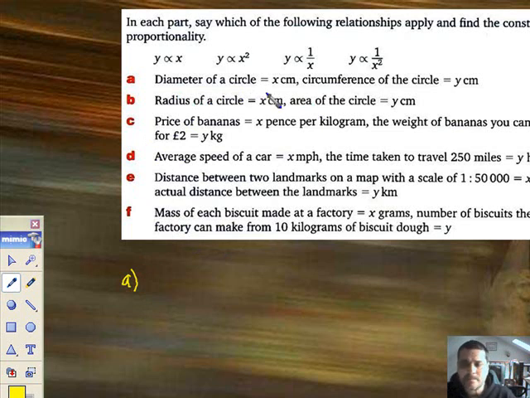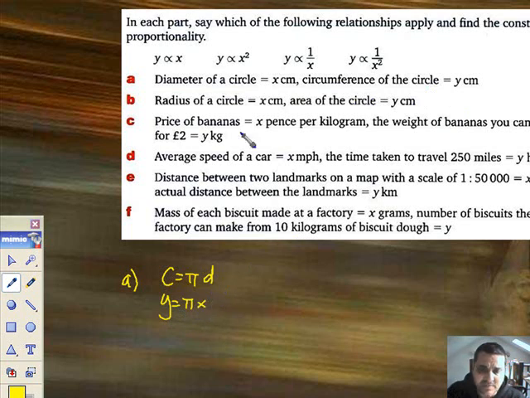The diameter of a circle is x centimeters and the circumference of the circle is y centimeters. Okay, I know circumference equals pi times d, and my y is my circumference, so let's just link it, y equals pi times, and the diameter is called the x. So look, I've got a direct proportion here, therefore what applies? Y is proportional to the x. See, y equals something times x, so y is directly proportional to x because circumference is directly proportional to diameter, and therefore my k value is pi.